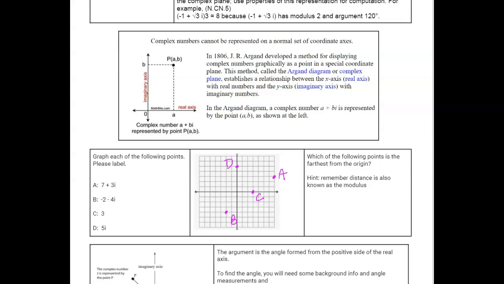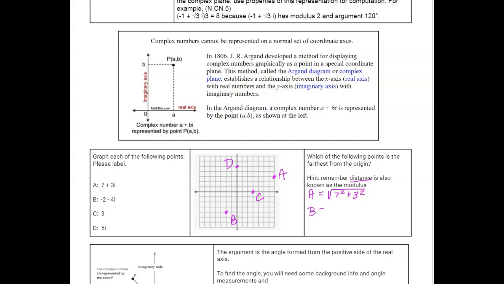So as a bonus, I said, which of the following points is the farthest from the origin? So it's definitely not C, but D, A, and B all kind of look close. So remember, distance is known as the modulus. It's the absolute value. So let's look at A. So the square root of 7 squared plus 3 squared.